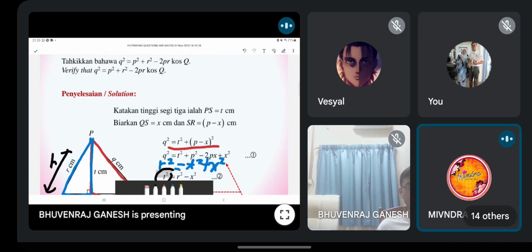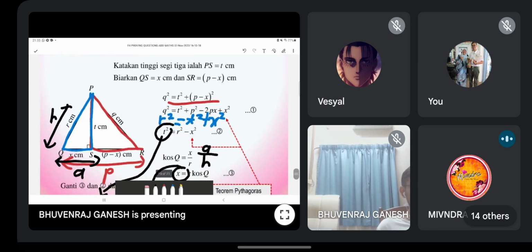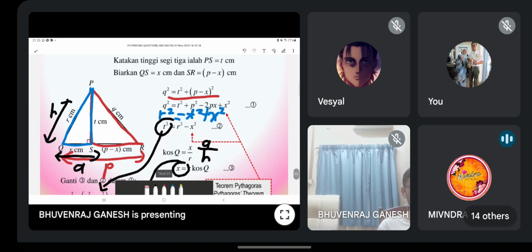Ya, so untuk soalan ini, Q square sama dengan P square plus R square minus 2PR cos Q. So sebab ada cos Q, kita perlu cari cos Q. And then kita guna theorem Pythagoras. So untuk ni, okay, X tu kalau nak guna unknown lain pun boleh, B ke A ke C ke apa-apa kan. Janji tak apa tu, not Q and not R or not T. Okay, lepas tu Q square sama dengan T square plus P minus X. SR tu Q sampai R is P, so P minus X is SR.